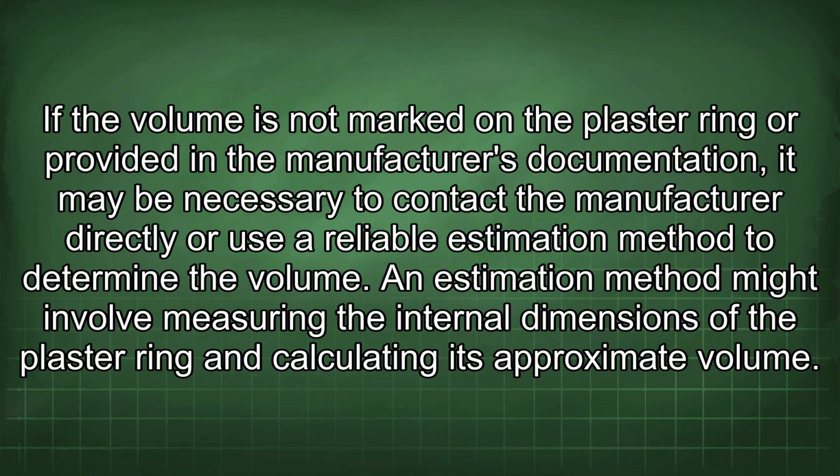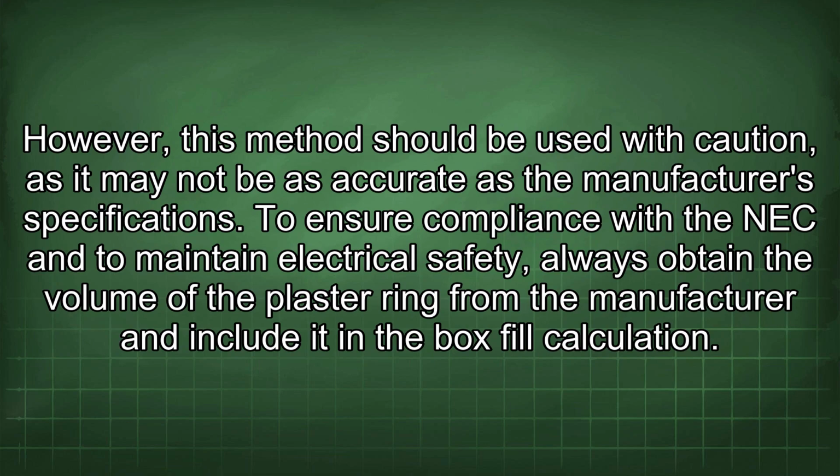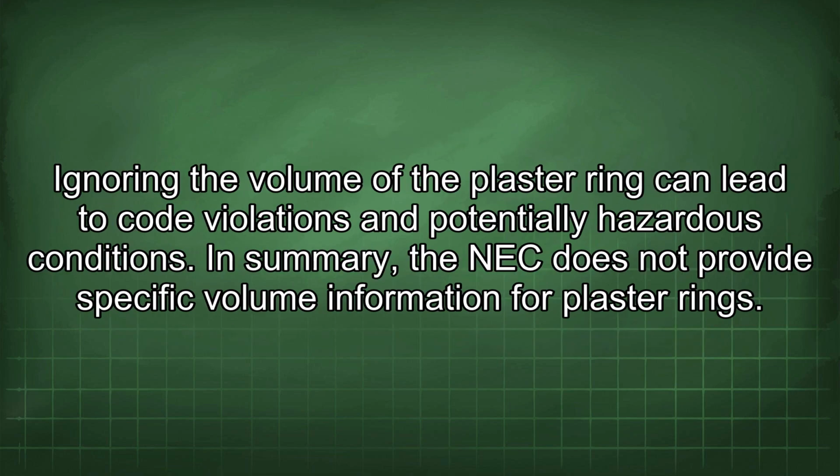If the volume is not marked on the plaster ring or provided in the manufacturer's documentation, it may be necessary to contact the manufacturer directly or use a reliable estimation method to determine the volume. An estimation method might involve measuring the internal dimensions of the plaster ring and calculating its approximate volume. However, this method should be used with caution, as it may not be as accurate as the manufacturer's specifications. To ensure compliance with the NEC and to maintain electrical safety, always obtain the volume of the plaster ring from the manufacturer and include it in the box fill calculation. Ignoring the volume of the plaster ring can lead to code violations and potentially hazardous conditions.